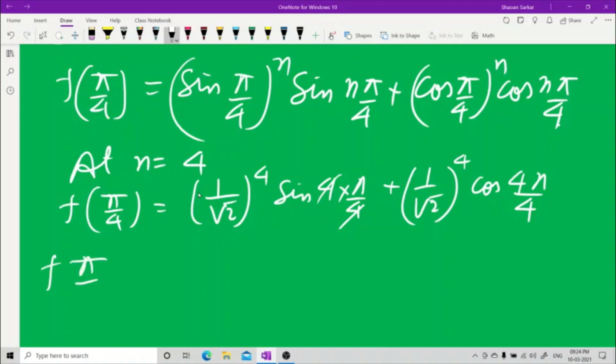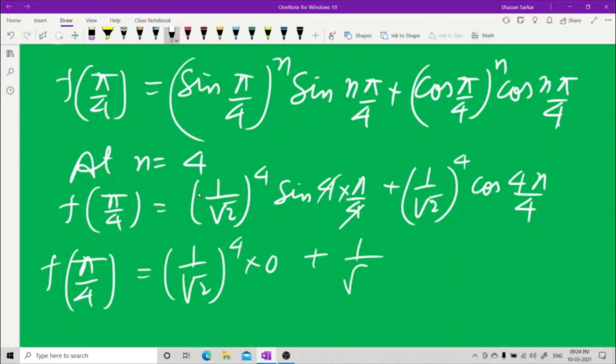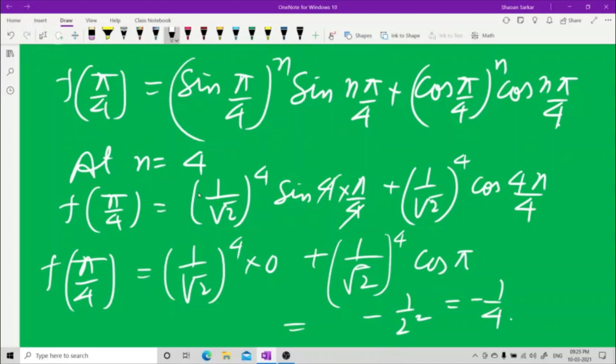So f pi by 4 is 1 by under root 2 to the power of 4 into 0 plus 1 by under root 2 to the power of 4 into cos pi, and cos pi is minus 1. So the minus, here you have 1 by 2 whole square. So minus 1 by 4. This is minus 1 by 4.